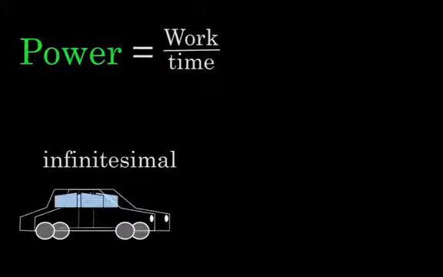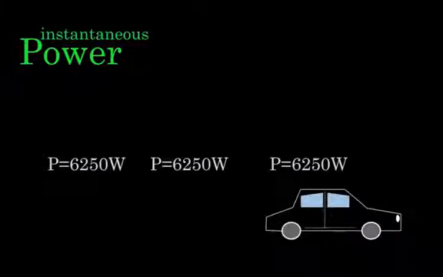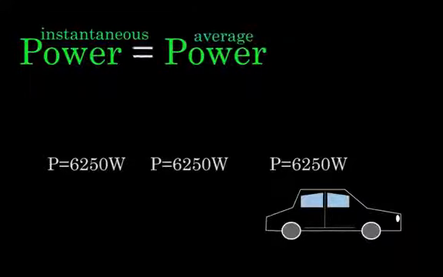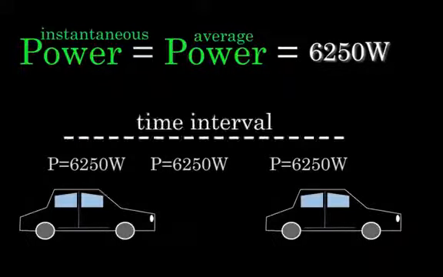However, if we want to find the instantaneous power, how can we do that? It requires calculus. However, we can be clever and still find the instantaneous power without using calculus. For example, if the power of the car at position A is 6250 watts, and position B is the same, and position 3 is also the same, then the instantaneous power is simply 6250 watts. So in this case, instantaneous power is equal to average power, which is 6250 watts.